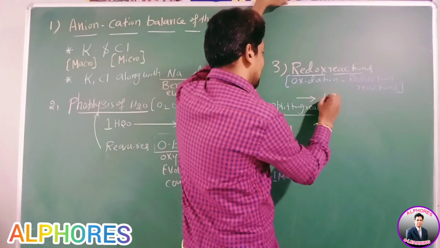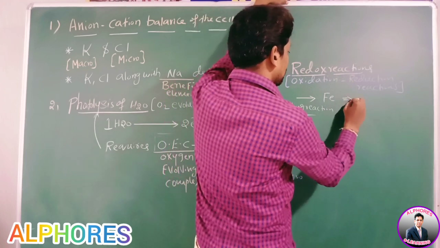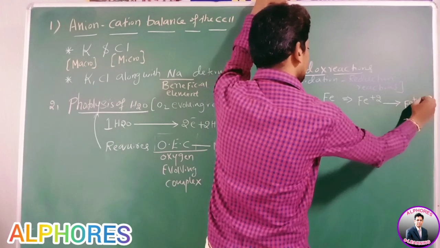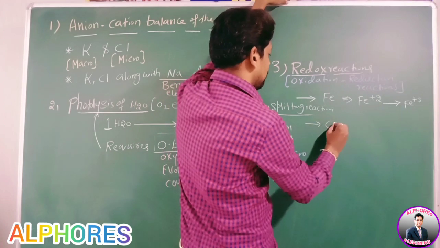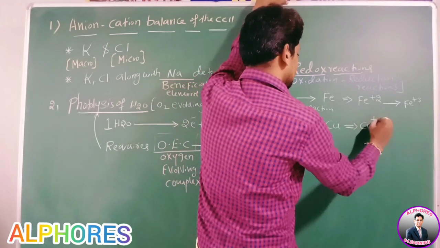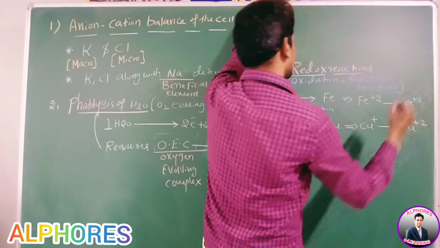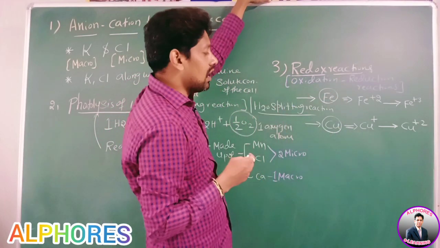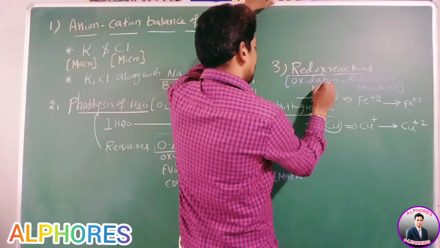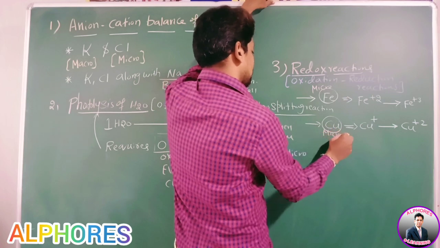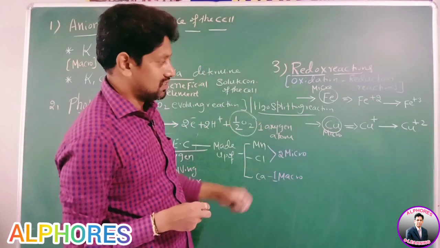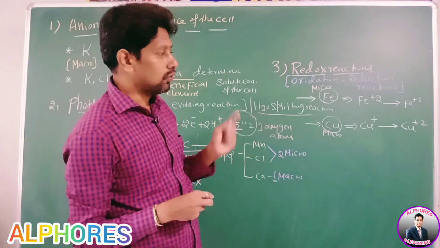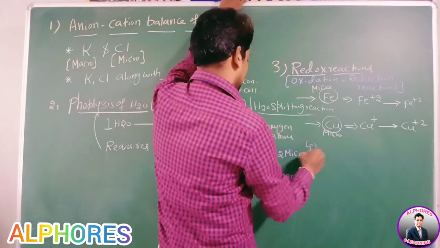First one is iron. Iron goes from Fe plus 2 to Fe plus 3. Second example, I am writing copper, Cu plus 2. Therefore, the essential elements participating in redox reactions are iron and copper. Iron is a micro element, and copper is also a micro element. Now go for the next one. Number 4.